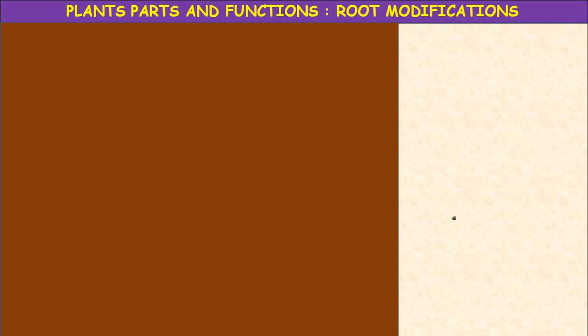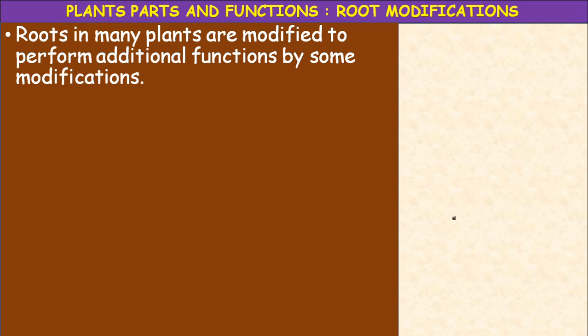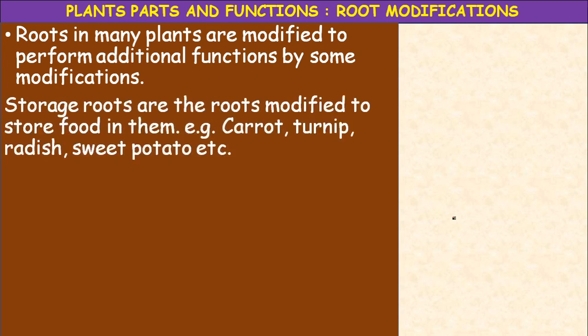Now let us come to understand another concept, that is root modifications. So what are the functions of the root? It anchors the plant in the soil firmly, and it also helps in the absorption of water and minerals from the soil. Okay, now root modifications. Roots in many plants are modified to perform additional, extra functions.